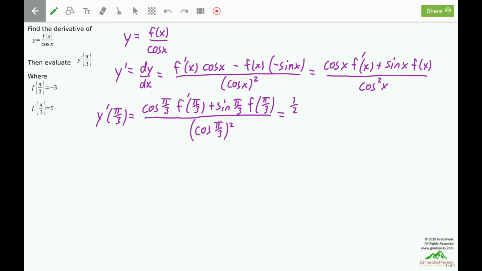F prime of pi over 3 and f of pi over 3, those are going to be determined by this stuff here. So f prime of pi over 3 is 5. Sine of pi over 3 is root 3 over 2, and f of pi over 3, found over there, is negative 3. All this is divided by the cosine of pi over 3, which is 1/2, and then quantity squared.